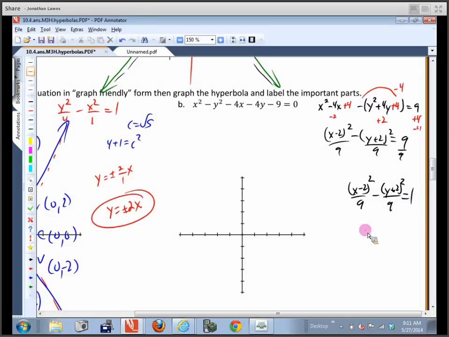So where is the center? 2, negative 2. So 2, negative 2. There's the center, okay? How far do I go in each direction to make the fundamental rectangle? I go 3. Now what's unique about that for this problem? It's a square. It's actually a square. Is that a problem? Nope. Not a problem.